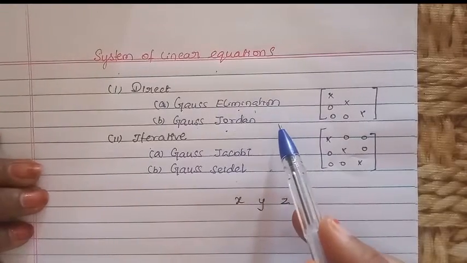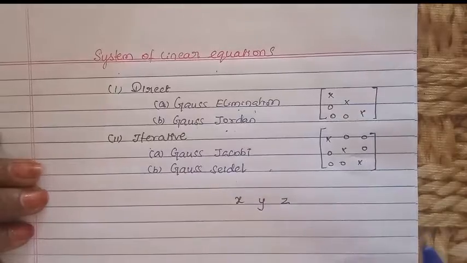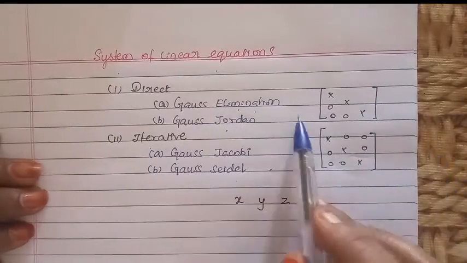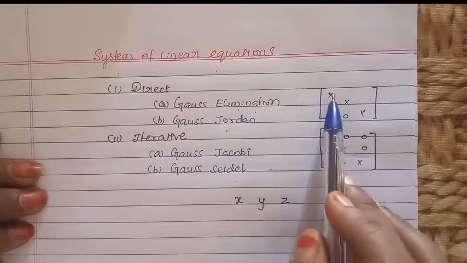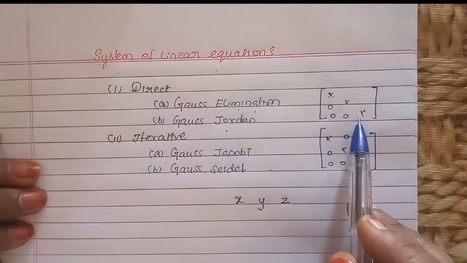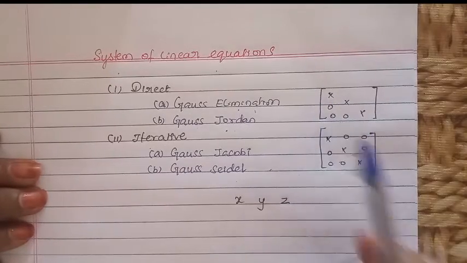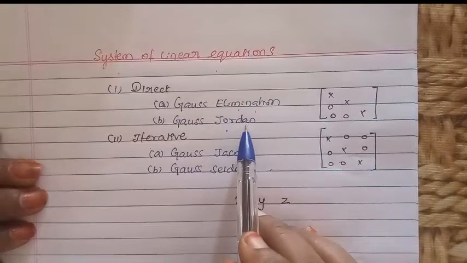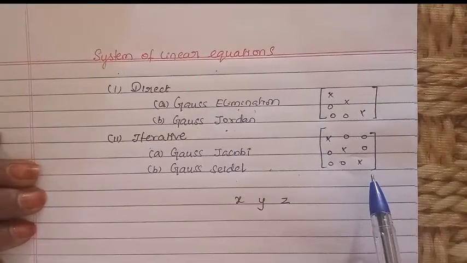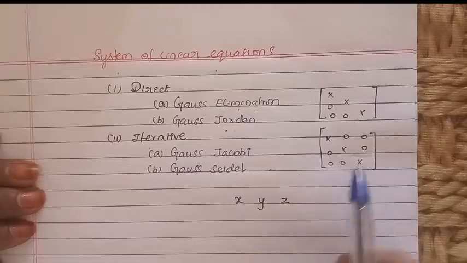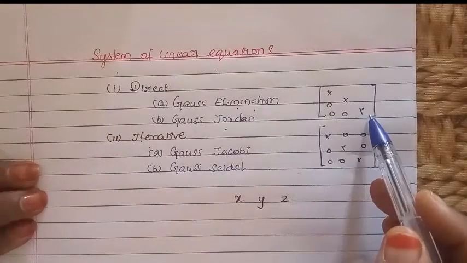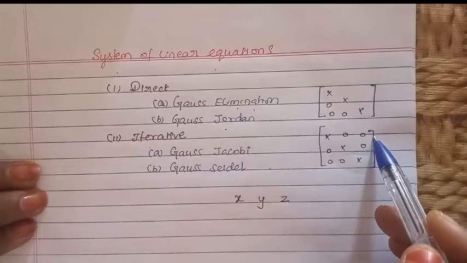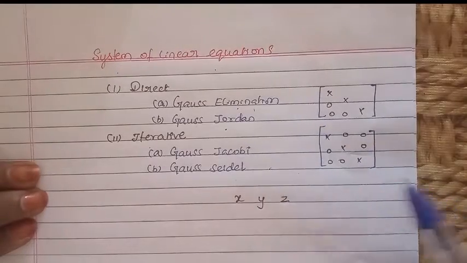Gauss elimination and Gauss-Jordan are more or less the same. In the Gauss elimination method, we will be reducing the matrix to an upper triangular matrix. Upper triangular matrix means the elements below the diagonal elements will be 0. Whereas in the Gauss-Jordan method, we will be reducing the matrix to a diagonal or unit matrix, which means the elements below and above the diagonals will be 0. Apart from this, the rest of the things are the same in both methods.